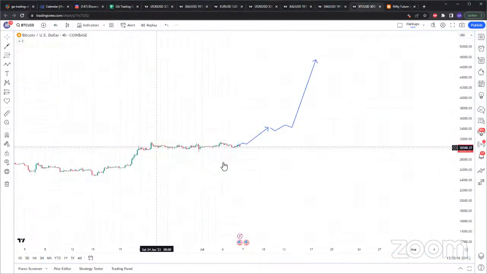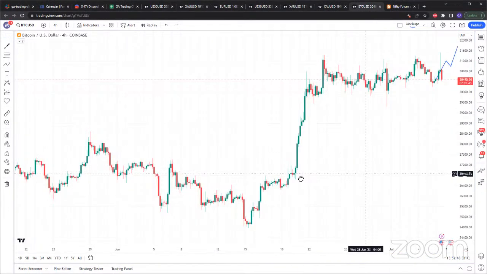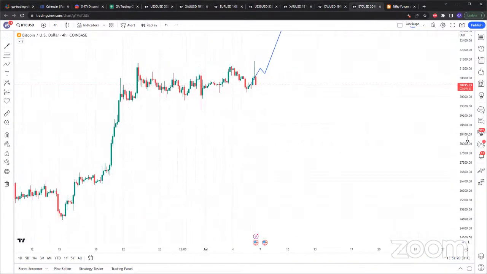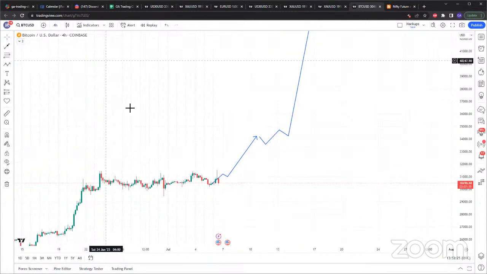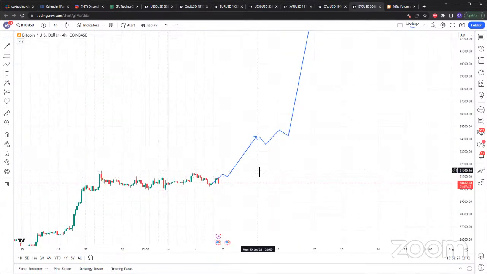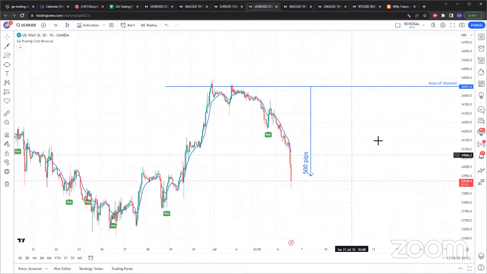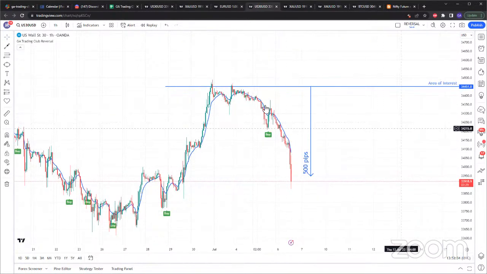Let's see. Bitcoin. So I'm still expecting Bitcoin to pump up, and this is probably going to be brought about by NFP tomorrow. So that's what I expect on Bitcoin. So US 30, another early entry for US 30 is using the reversal indicator.